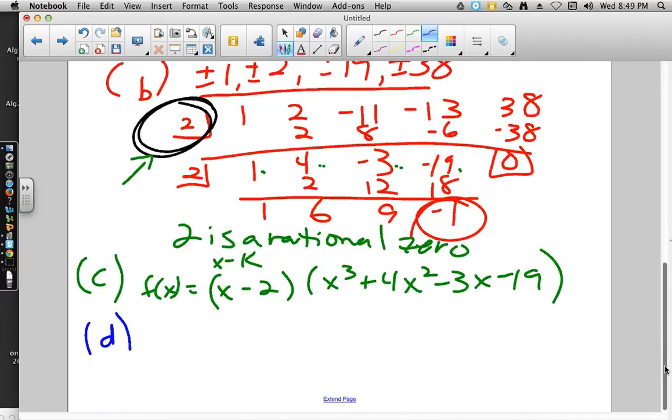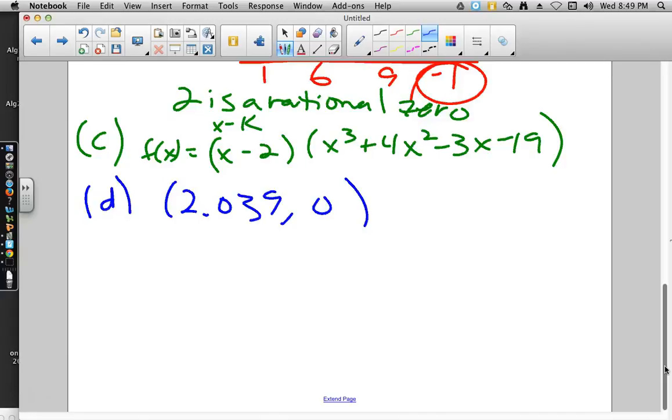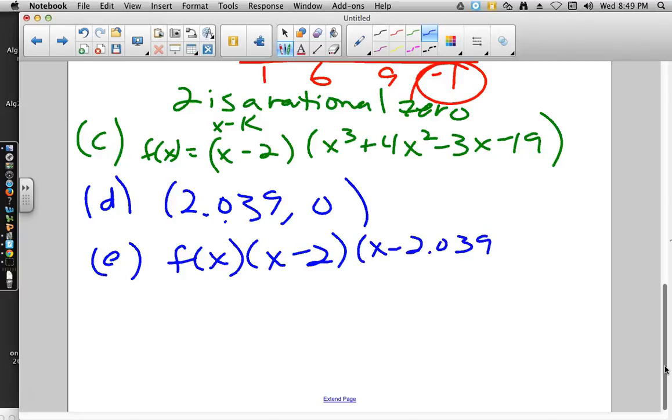All right, so this little bugger here, 2.0390. All right, now E says, figure out how to write it in factored form again. So we already know the x minus 2, that was taken care of. But now we've got this obnoxious 2.039. Well, how do I get the rest of it? Oh, good news. We get to synthetically divide with a nice little decimal here.